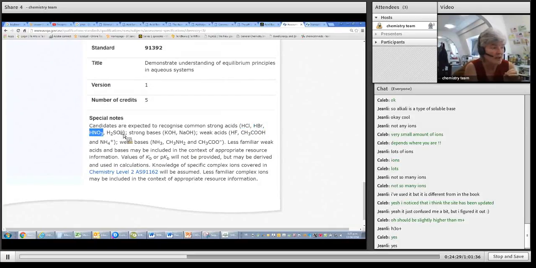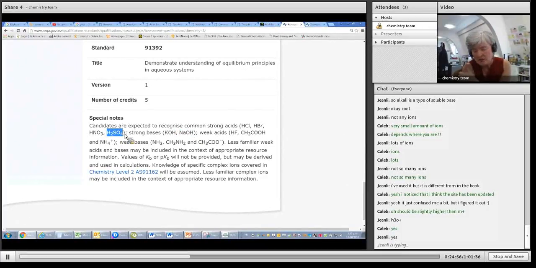Strong bases you have to know are KOH, potassium hydroxide, and sodium hydroxide. So if they give you potassium hydroxide, you are supposed to know it's a strong base and it dissociates completely. If they give you sulfuric acid, you are supposed to know it's a strong acid and it dissociates completely. Weak acids: what you're supposed to know is HF. So if they ask you to compare HF and HCl, in terms of conductivity or pH or something like that, you are expected to know that HF is a weak acid.